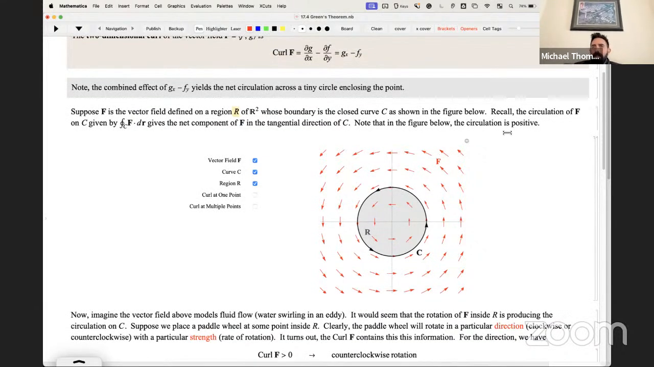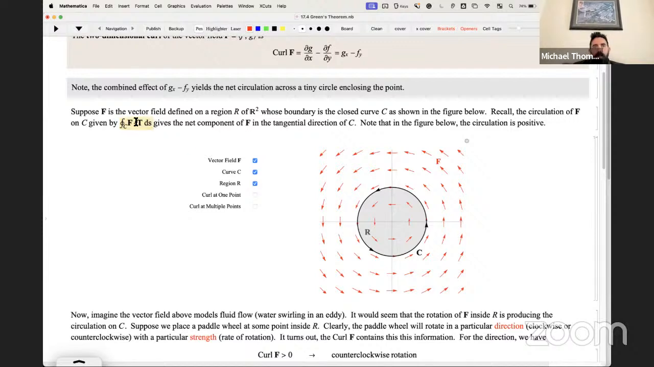Okay, so do you guys remember what it means, what the circulation of F on C means? This is a notation we use for the circulation. Sometimes I would use a T. You could write it this way too. It means the same thing.